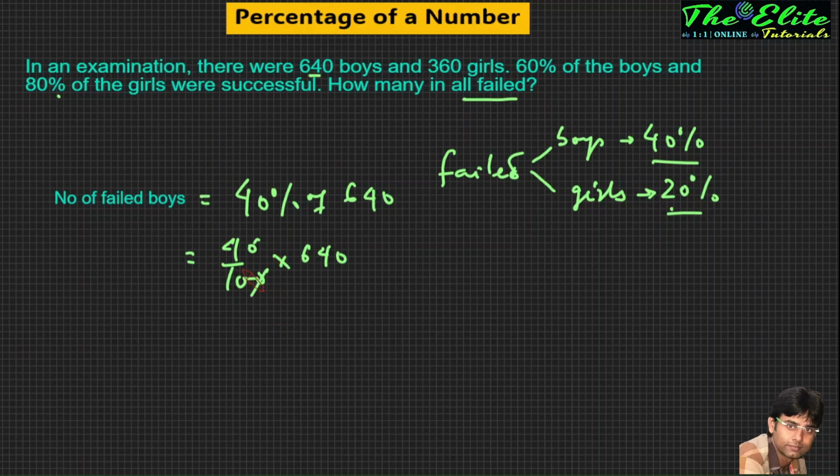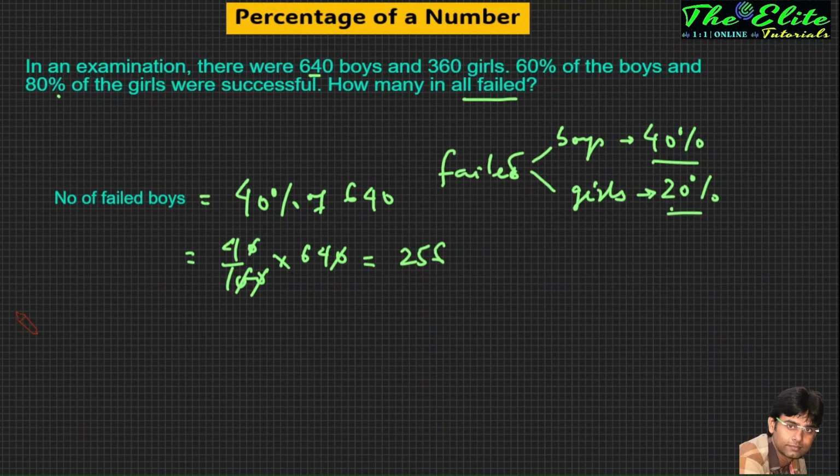This 0 will get cancelled with this 0. This 0 will get cancelled with this 0. 64 and 4 is there. As a multiplication, you will get 4 times 4 is 16. 1 is carried over. 6 times 4 is 24. And 1 carried over will get added to make it 25, giving 256. So the number of failed boys is 256. Okay.